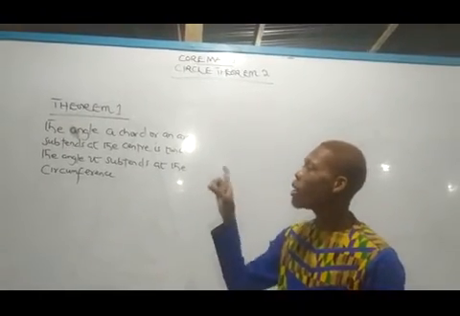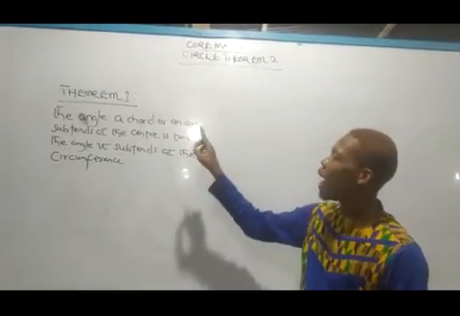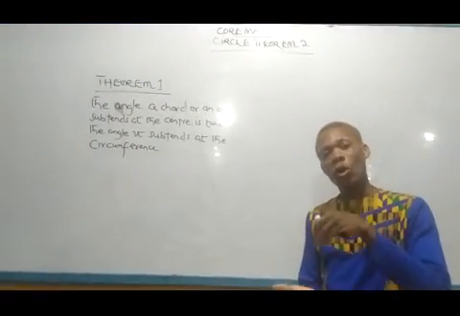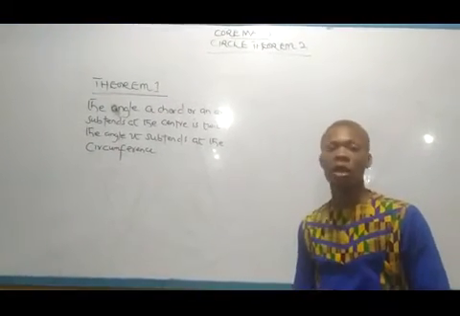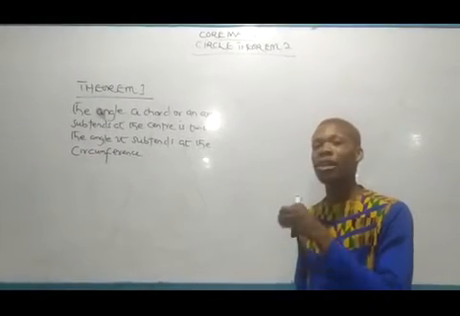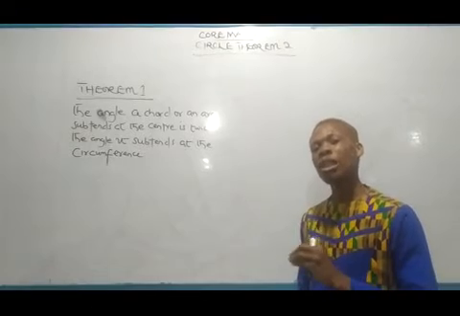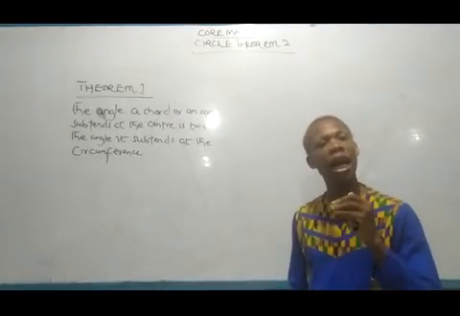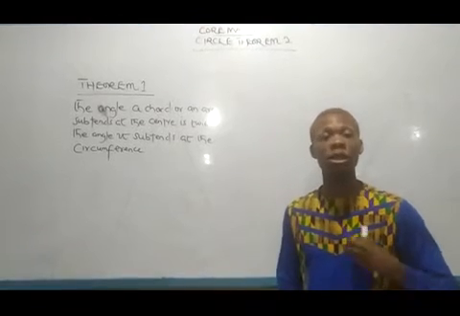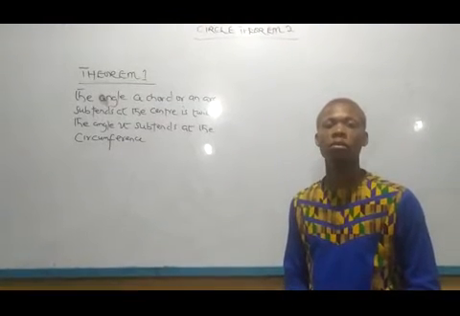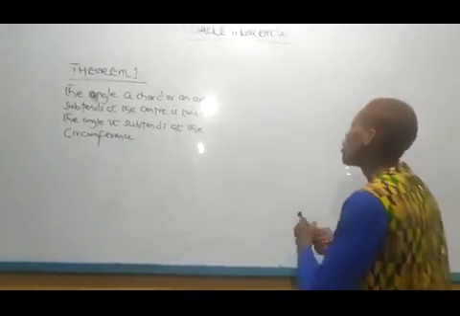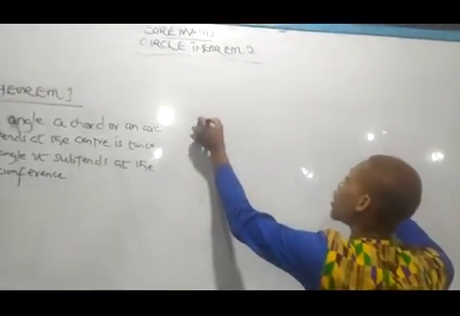So what this theorem is saying is that the angle that a chord will subtend at the center. So it means, one, the chord is going to subtend an angle at the center. Then two, it says it's twice the angle it subtends at the circumference. So we need a chord to subtend an angle at the center and at the same time an angle at the circumference. Now let's look at how to explain this definition.